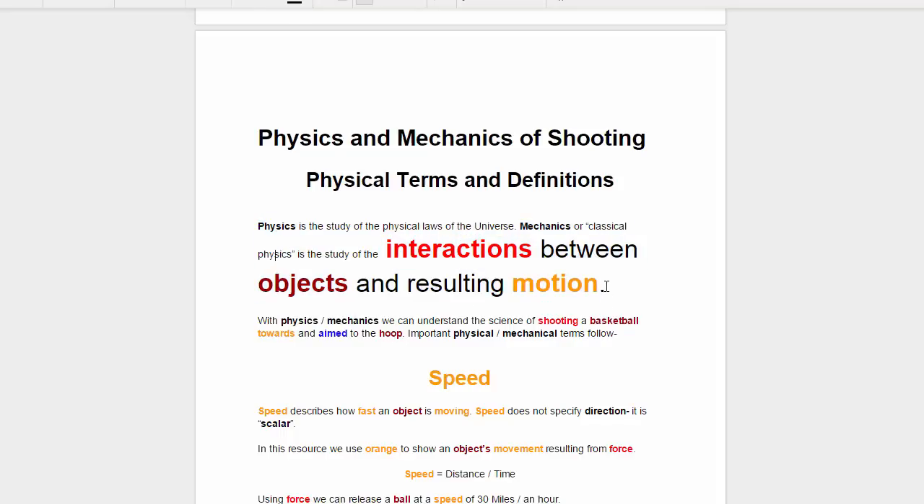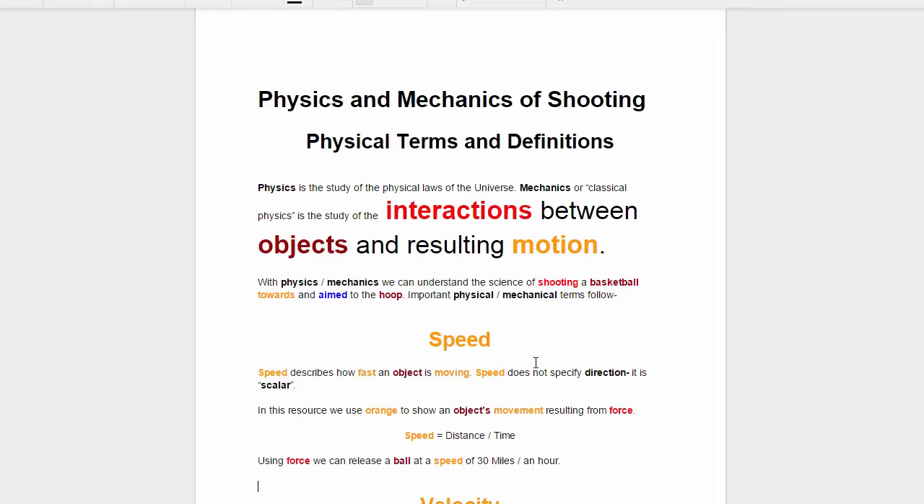So when we understand this, we can understand the physics of shooting: red, a basketball, us shooting a basketball, dark red, towards and aimed. We're looking at directions in the blue spectrum. So we have purple, pink, and blue to look at up, down, left, right directionally. So let's go into the important physical and mechanical terms, and that's what this video is about. In the next couple videos, we're going to start getting into specifically how shooting a basketball works more.